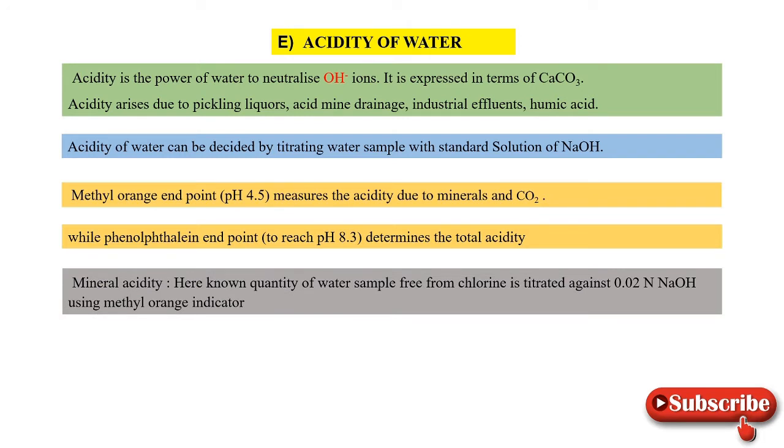The mineral acidity here: a known quantity of water sample free from chlorine is titrated against 0.02 normal NaOH solution using methyl orange indicator. So with titration and from the calculation we can determine the mineral acidity.